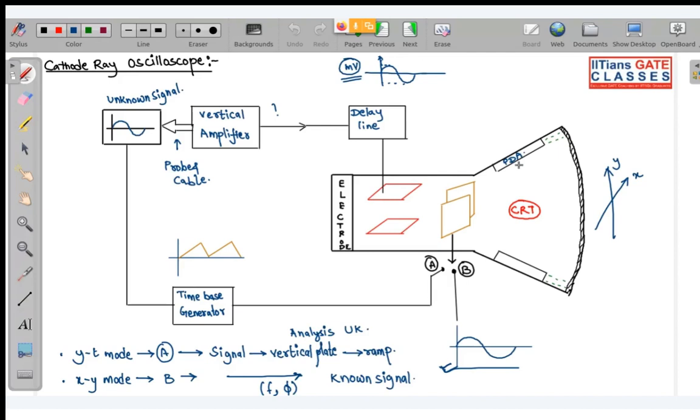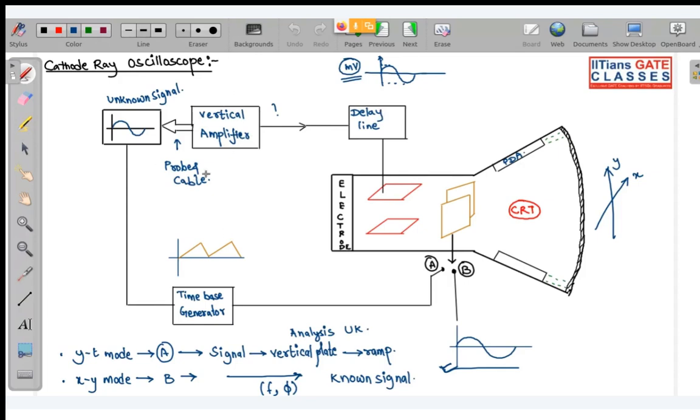I didn't explain about the delay line. Just give me a second. So, what is this delay line doing? First, understand over here, then we are going to write the next point. This vertical amplifier is basically an amplifier circuit.